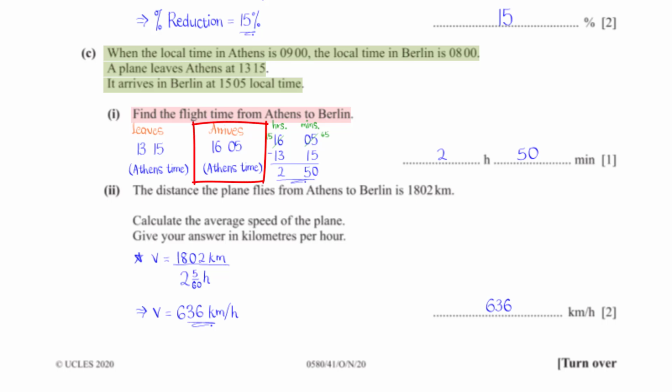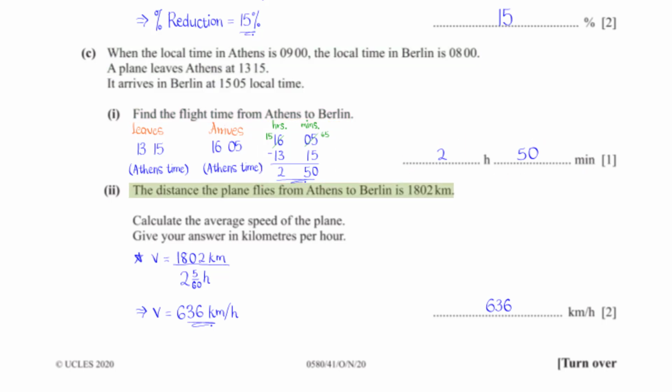And this gives us 16:05 because the local time in Athens is 1 hour ahead of the local time in Berlin. When we subtract 13:15 from 16:05, we have a flight time duration of 2 hours 50 minutes. The distance the plane flies from Athens to Berlin is 1,802 kilometers.